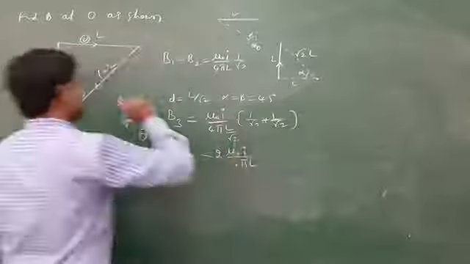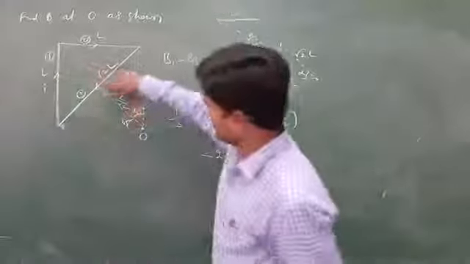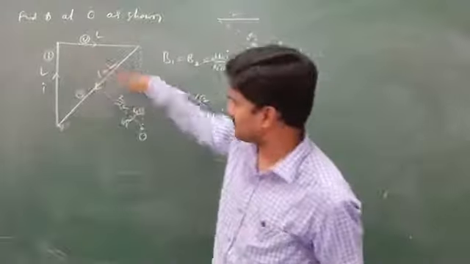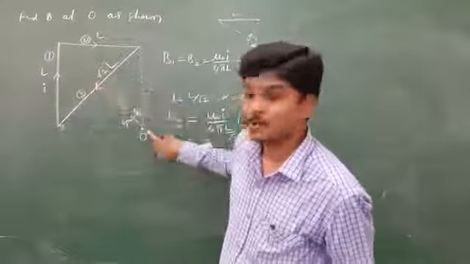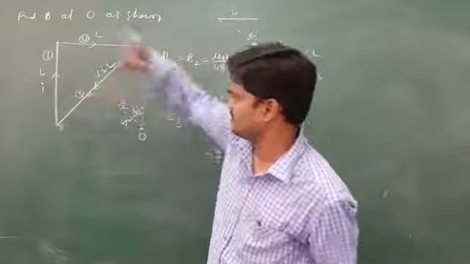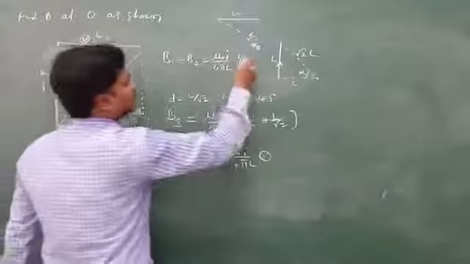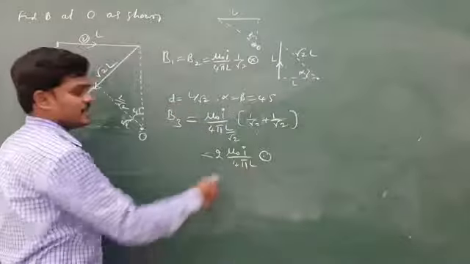pi L. And for this one, this is on the left side. If point O is on the right side, the field is inward, but here on the left side, so this is outward. If I hold the conductor in this direction, this side is inward field, and this side is outward. So one is inward, this is inward, and this is outward.